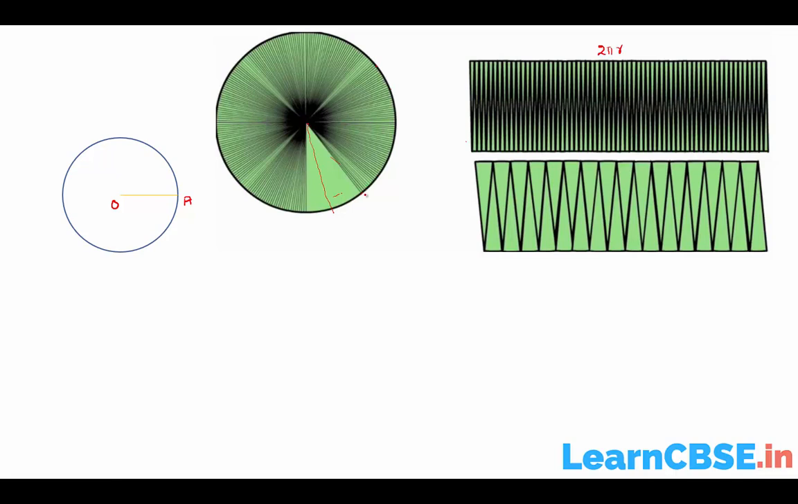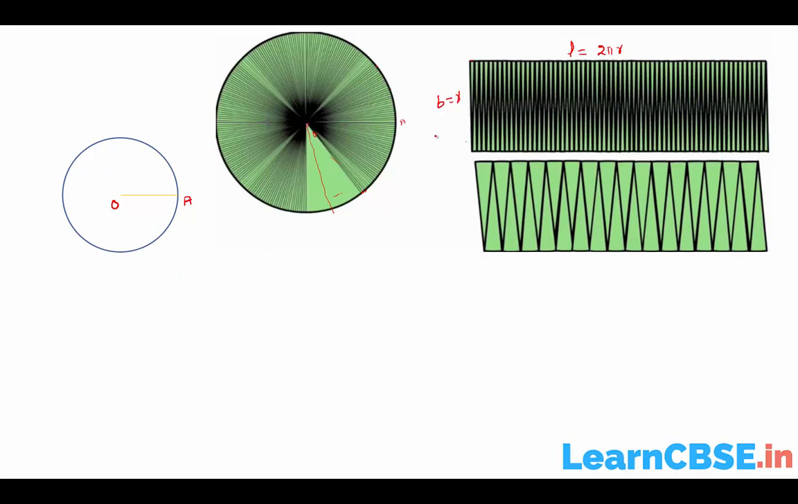Observe carefully, I'm cutting this and keeping it here. I'm cutting the circle into several triangles, several polygons, and this total length will be the circumference of the circle. Now observe, this length is center to any point on the circle, that means radius. So we form a rectangle with length equal to 2 pi r and breadth equal to r.